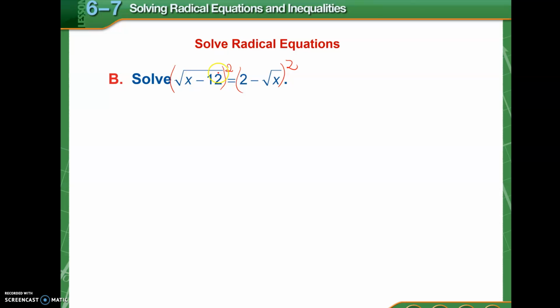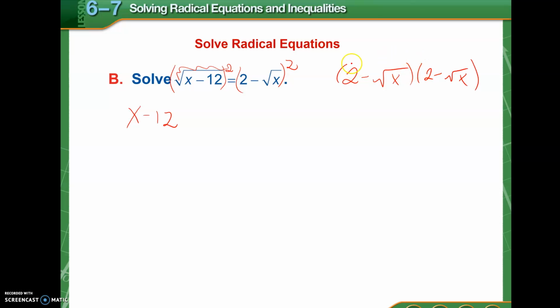So this is easy because it just crosses that out and I get x minus 12. Now 2 minus square root of x squared is not 2 squared and negative square root of x squared. You have to do 2 minus square root of x times 2 minus square root of x, which is why we learned this operation earlier.